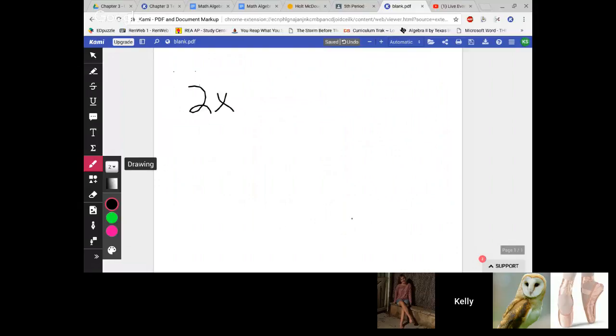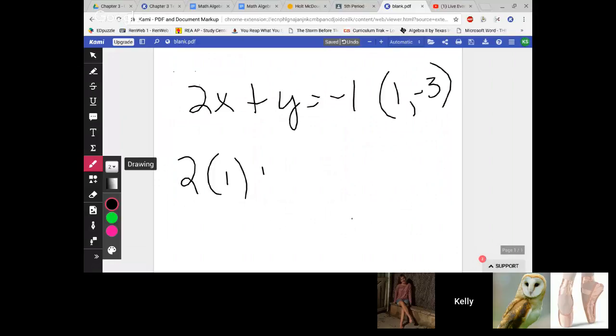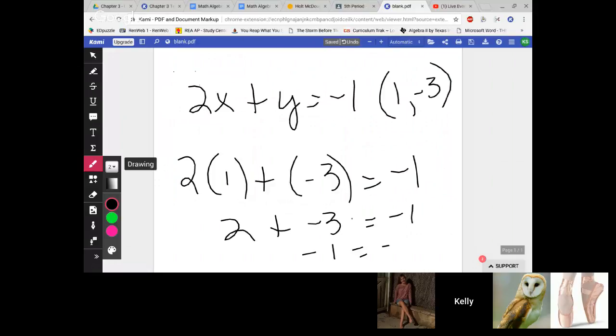So say, for instance, 2x plus y equals -1. And then the ordered pair that they want you to tell whether it's a solution. Campbell actually worked hers this way, which is definitely a way to do it. Just plug it in like that. That's right. So you would say, yes, it's a solution.